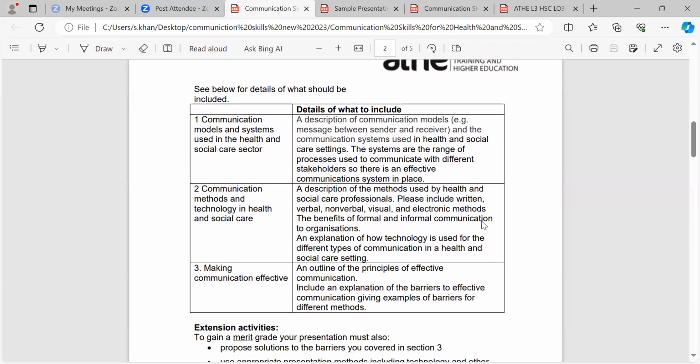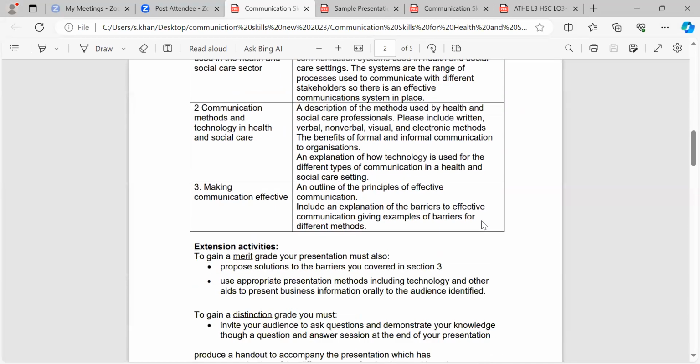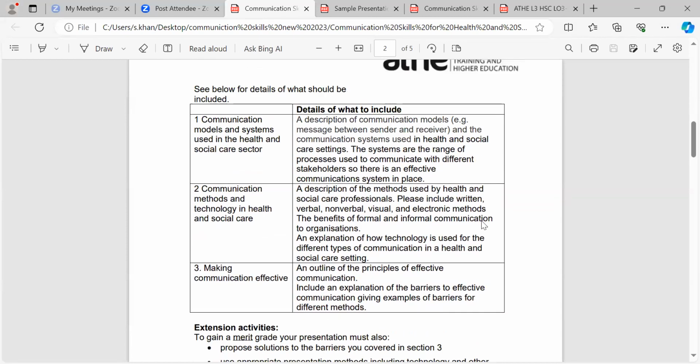So see below for details. For communication 1, models and systems, use a description of communication models, for example, a message between sender and receiver, and the communication systems used in the health and social care setting. The systems are a range of processes used to communicate with different stakeholders. So is there an effective communication system in place?